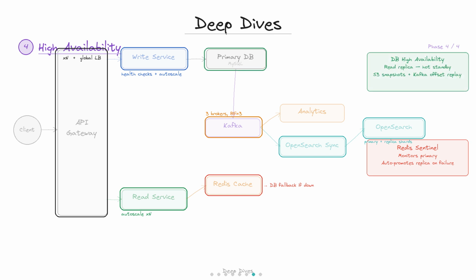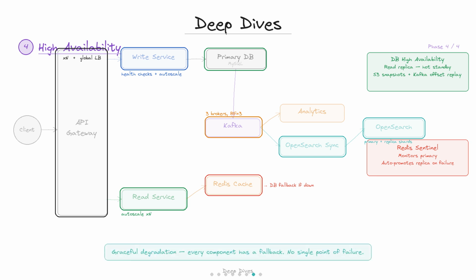Take hourly snapshots to S3 for disaster recovery. In a full data center outage, restore from S3 and replay the Kafka topic from the last committed offset to recover any writes that happened after the snapshot. The theme across all of these is graceful degradation. Every component has a fallback. No single failure takes the whole system down.